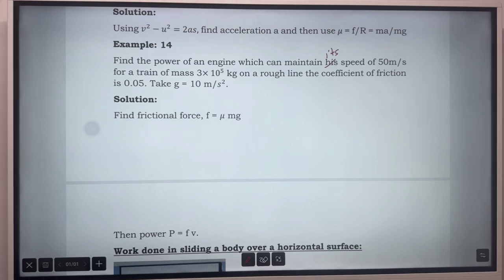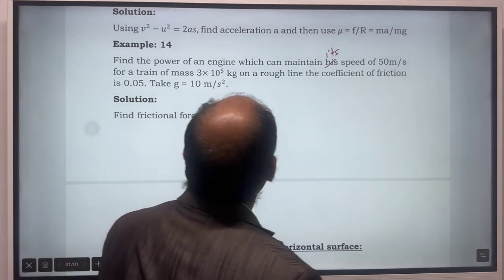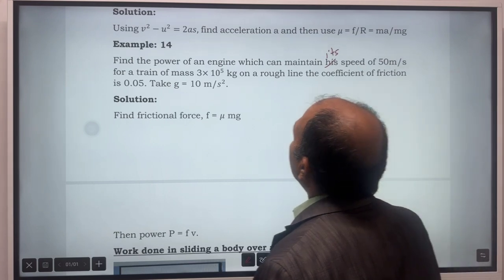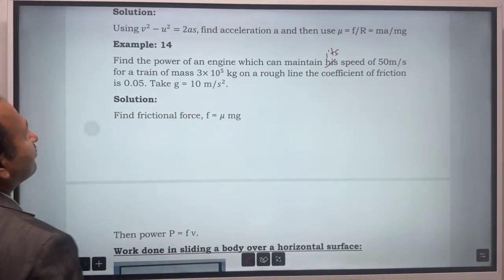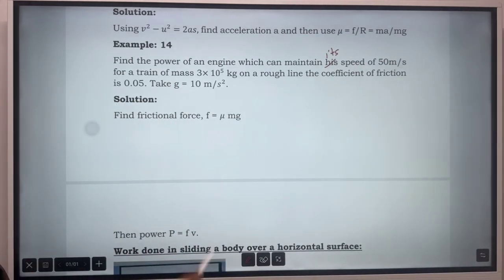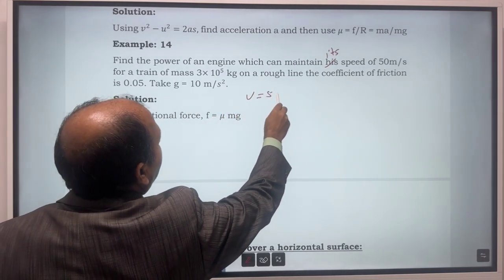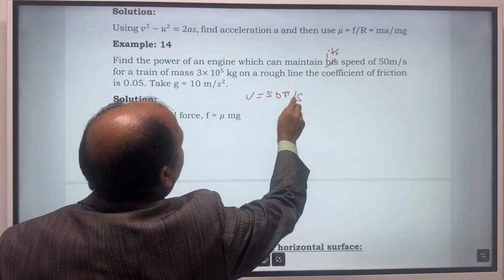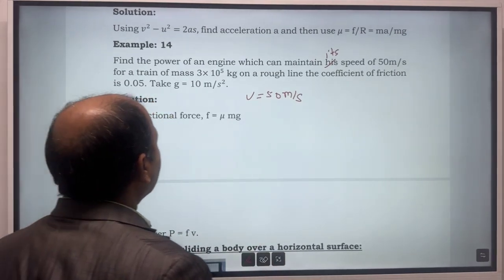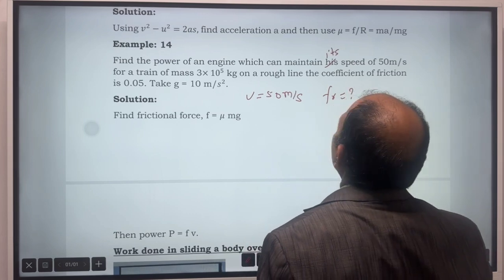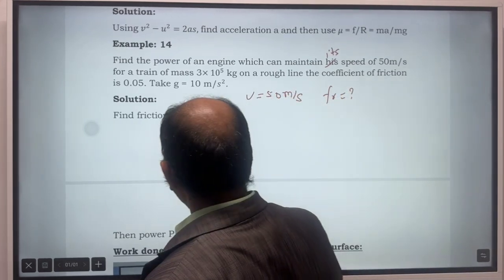So here, first of all, we have to evaluate the frictional force, and then power can be found by multiplying frictional force times velocity. So in our question, velocity is given, v is 50 meter per second, and we need the frictional force Fr. So for that, let's evaluate.